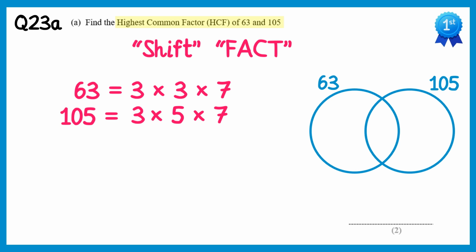We're going to look for numbers in the 63 and the 105's prime factorization that match. So you can see they've both got a 3 here, so if we cross off that 3 and put a 3 in the middle. They also both have a 7, so we cross that out and put it in the middle. And then we're left with this 3 and this 5 that don't match, so we just need to put the 3 in the 63 circle and the 5 in the 105 circle. Now to find the highest common factor, you just multiply the numbers that are in the overlapping section in the middle here. 3 times 7 gives you 21, and that's your answer to the question.